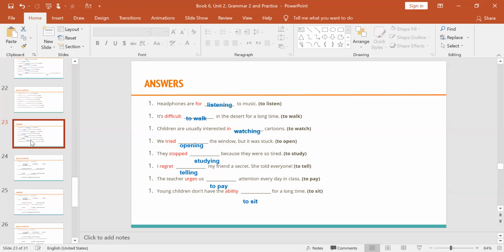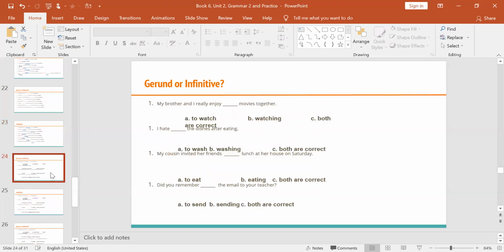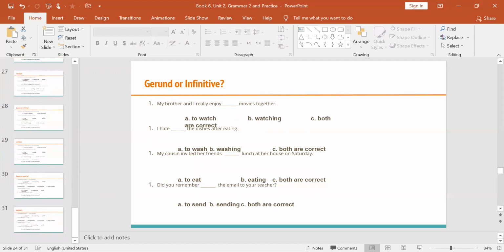The teacher urges us to pay. So the urge plus the object plus the infinitive. Young children don't have the ability to sit. Again, ability, noun, afterwards, you can have to sit that comes afterwards. Okay, so let's do this quiz real quick.